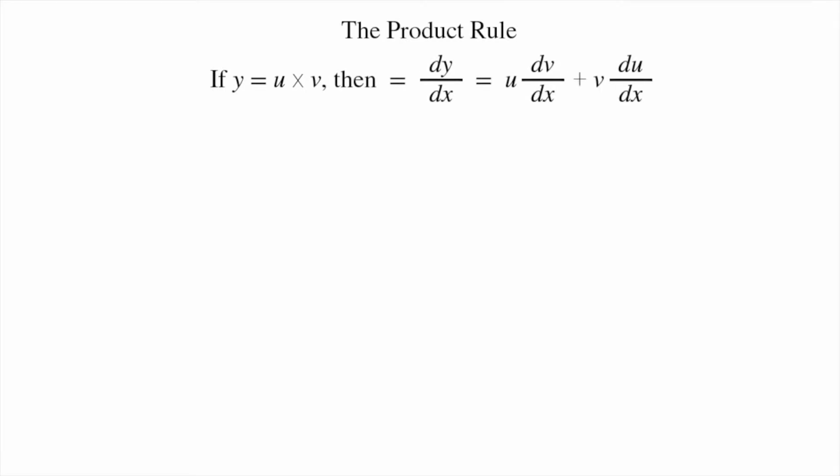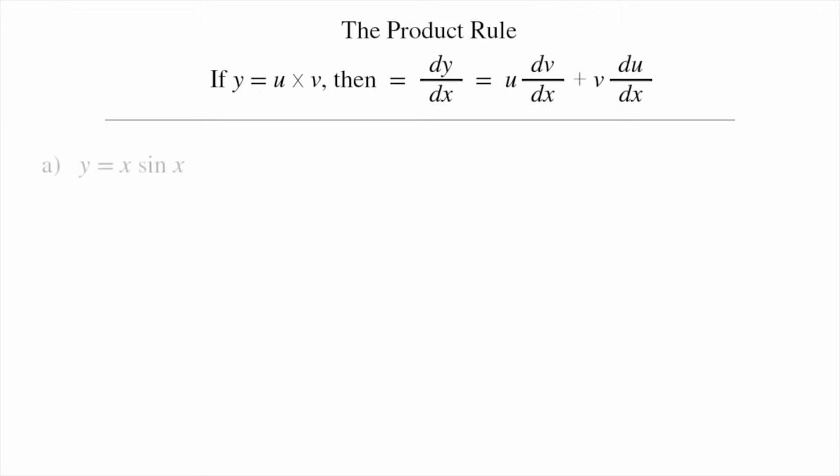The product rule for differentiation allows one to differentiate products of functions, much like the name suggests. We'll start by stating the product rule. So, if y is a product of u and v, where u and v are functions of x, then the derivative of y with respect to x is u times dv by dx plus v times du by dx. Let's consider a couple of examples to help us understand the product rule.